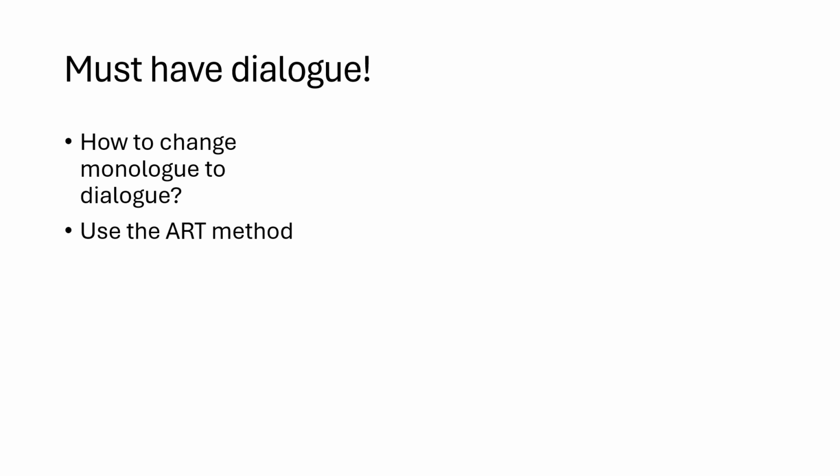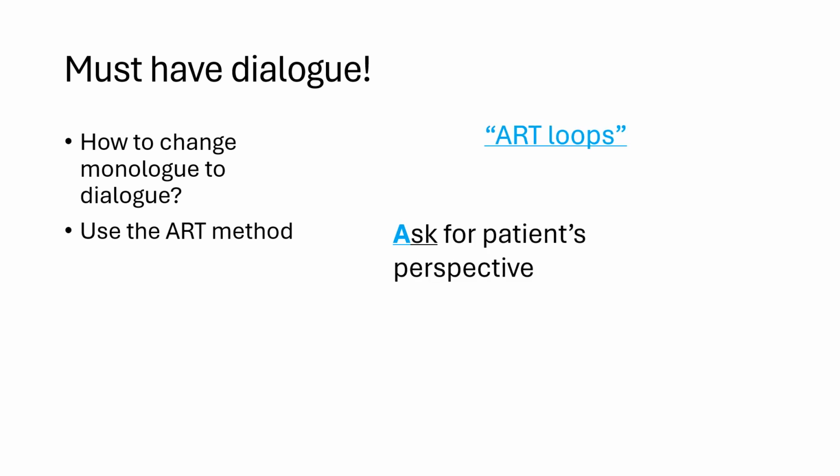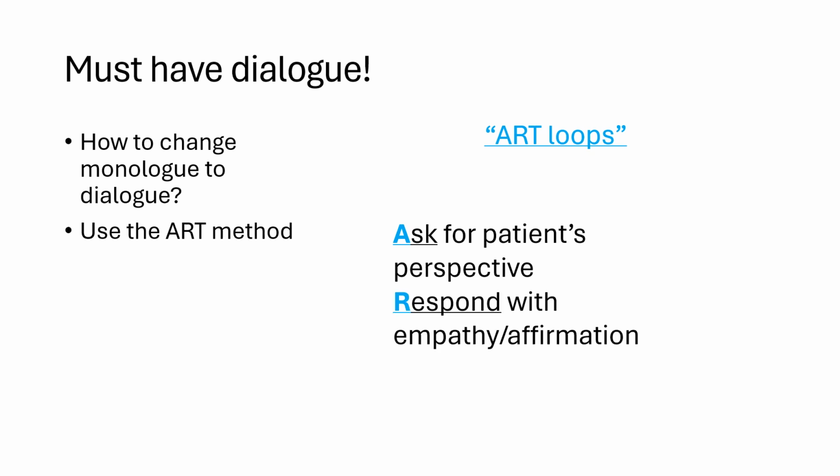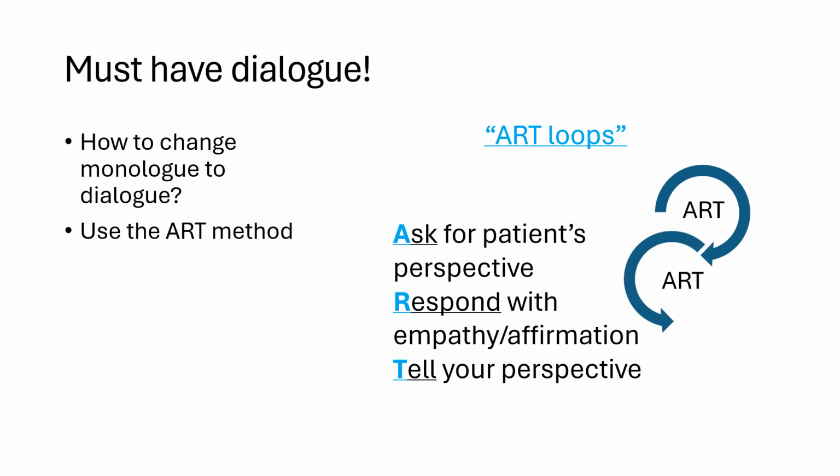Recall the previous presentation in Block 7, where we talked about how we change monologue to dialogue. How do we do this? We can use the ART method, ask, respond, tell. Let's review. A stands for ask, R for respond, T for tell your perspective. You can use the ART cycles to create loops in which you change your monologue into dialogue.